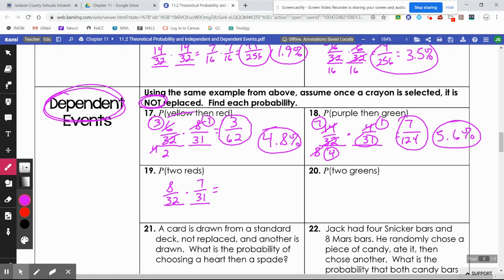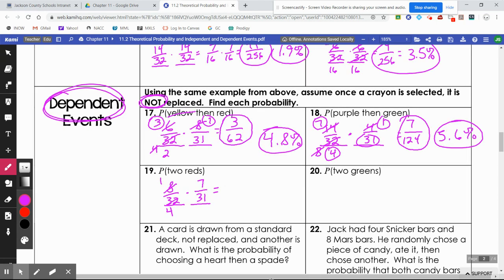So therefore, the first red, there was an 8 in 32 chance. Once you drew it out and did not put it back in, now there's only 7 out of the 31 crayons left that are red. 8 and 32 reduces to a 1 and a 4. 7 and 31 does not reduce. 7 and 4 does not reduce. So that leaves me with a 7 out of 124 chance, which is actually the exact same answer as the previous problem. So that'd be a 5.6% chance of this happening.